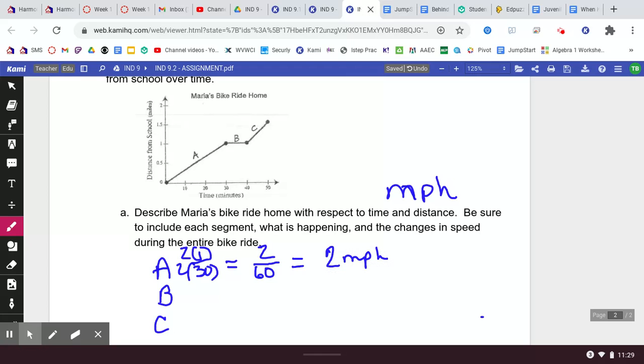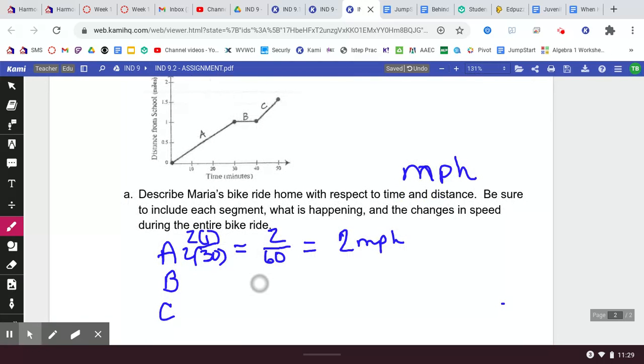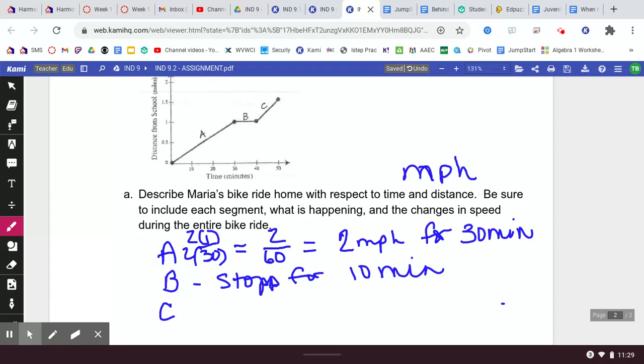So Maria left home. No, she's traveling to home from school. So Maria left school, traveled 2 miles an hour for 30 minutes. Okay, that's the first thing we would describe. Then, Laura, what happens in segment B? Okay, she stops for 10 minutes. Good. And then, Shayna, what happens in section C?